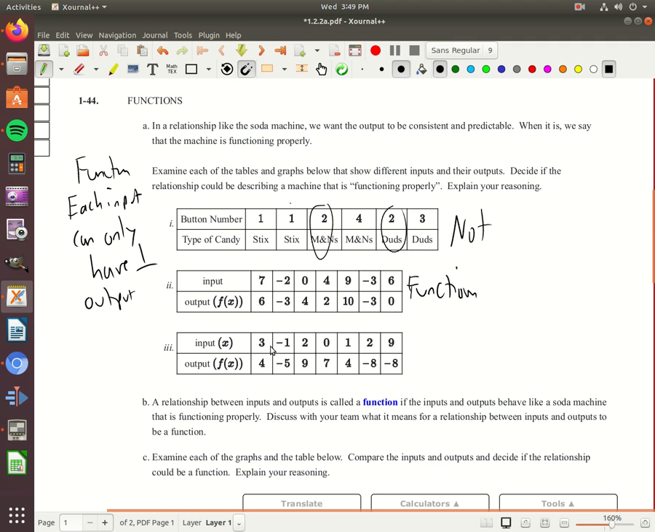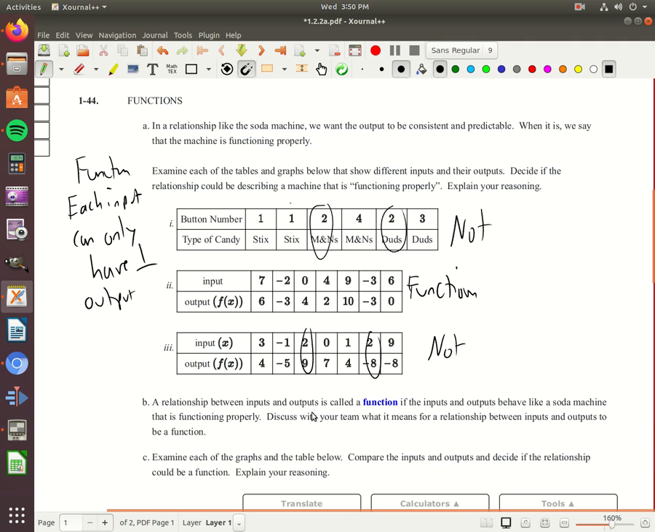Here, if I press a 3, I get a 4. A -1, I get a -5. A 2 and a 9, and a 2 and a -8. Look at that. Not a function, right? That's inconsistent. If I press a 2, I don't know what I'm going to get. Here, if I press a 2, I don't know what I'm going to get. I do for all the rest of them, but I still lose the consistency on 1 and 3 by pressing 2. So those two are not functions.